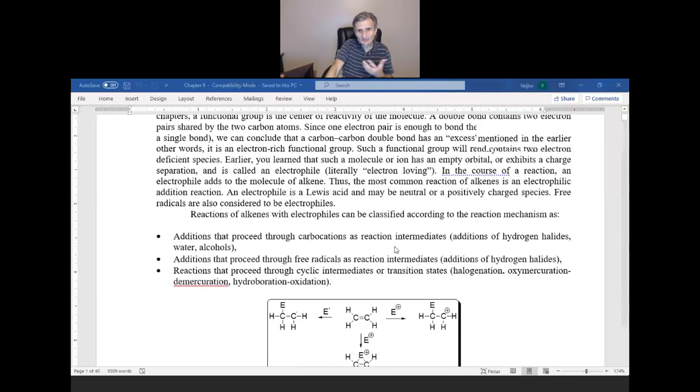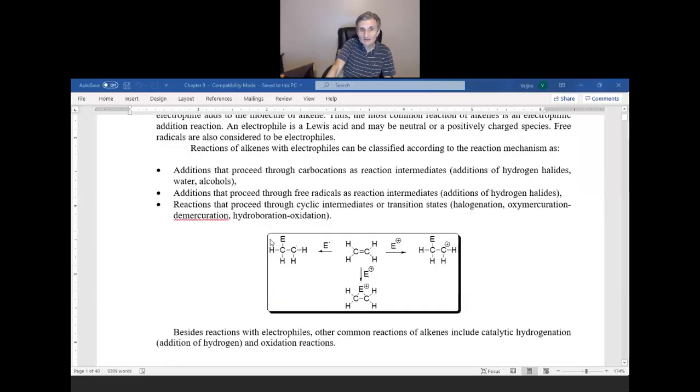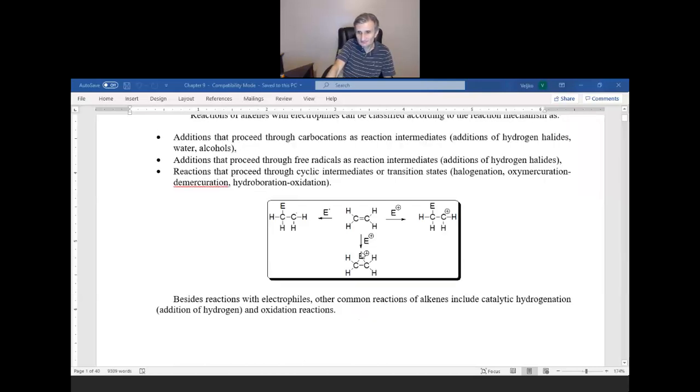You should be able to classify reactions of alkenes. So the functional group is the carbon-carbon double bond, and that's where the reaction occurs. When you classify them, there are reactions that proceed through carbocations as intermediates, where reaction with an electrophile gives a carbocation as reaction intermediate. Those that proceed through free radicals as reaction intermediate, and those that proceed through cyclic intermediates or transition states.